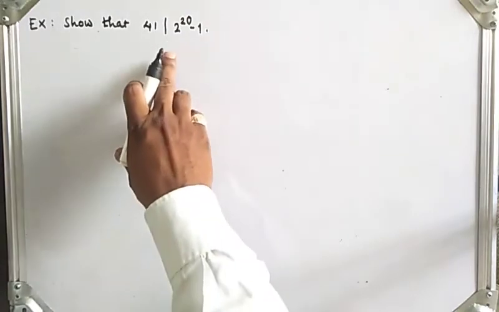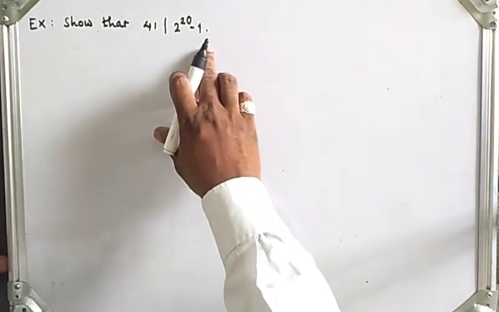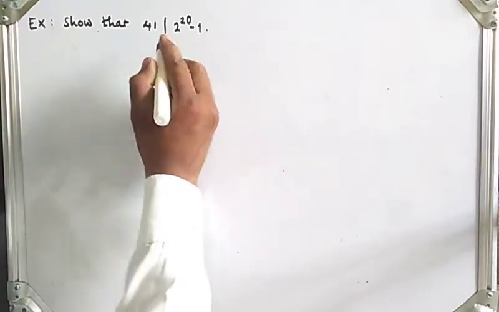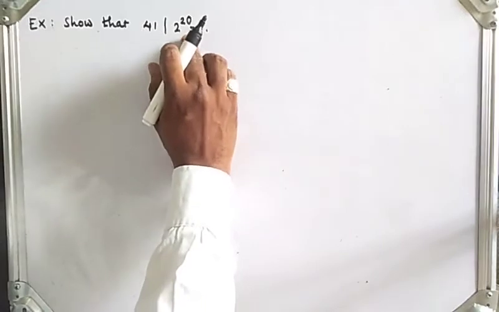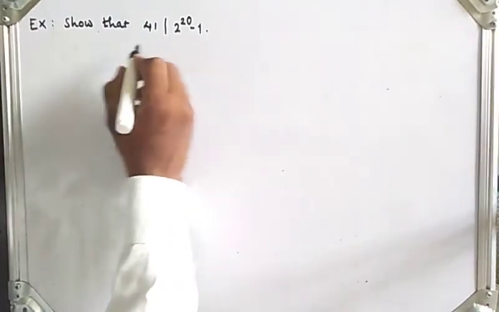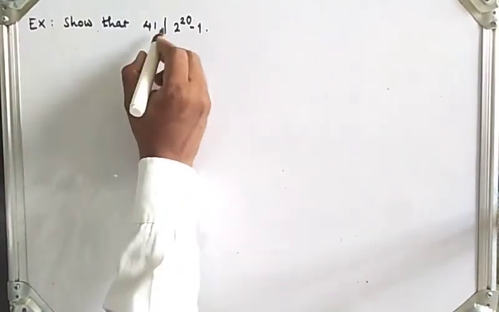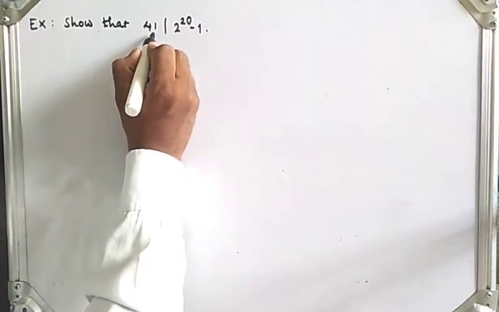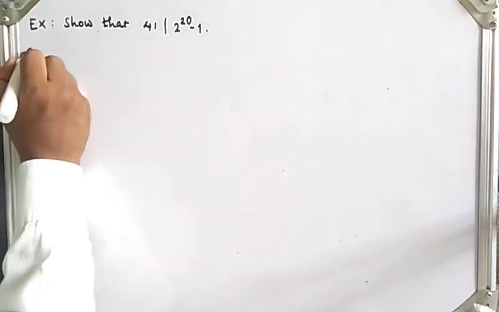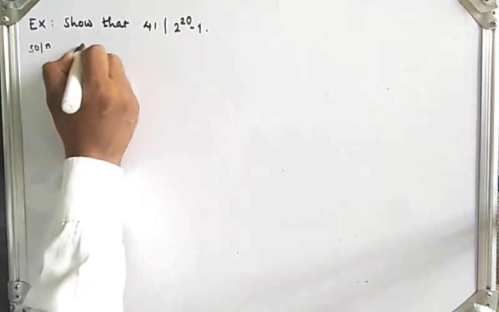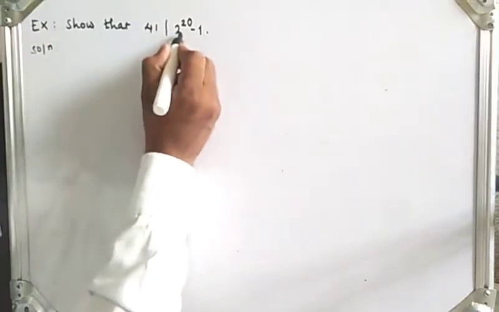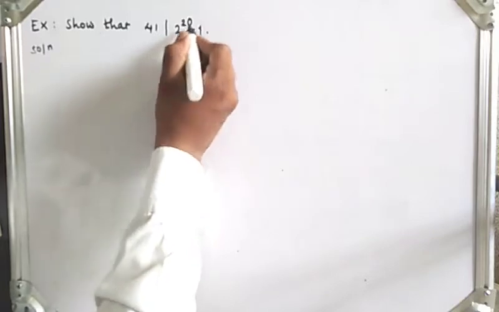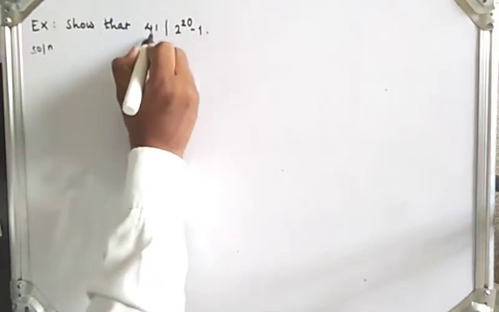So here, 41 divides 2 raised to 20 minus 1 means what? By using the definition of congruence, we have to show that 41 divides 2 raised to 20 minus 1. Here we divide this number by 41, which means we use the modulo 41 property. Note that I will first write 2 raised to something power which is close to 41.